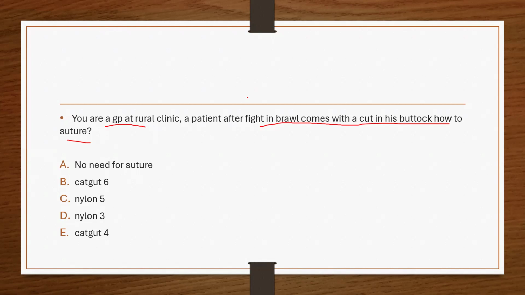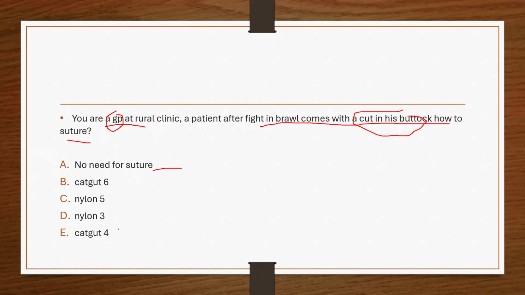Okay, so some of you think it's answer A, some of you think it's answer C, some of you think it's answer D. So again, suture materials. Now as a GP in a rural clinic, a patient after a fright in a brawl comes with a cut in his buttock. How to suture? You have one option saying no need to suture, and 4 options with different suture materials: catgut 6, nylon 5, nylon 3 and catgut 4.